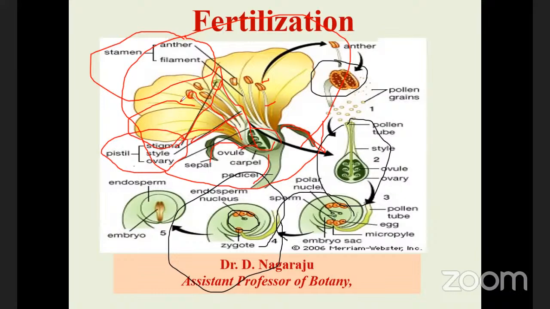Pollen from the anther reaching toward the stigma is called as pollination. That also we have discussed. Pollination means reaching of the pollen toward the stigma. Either any one of the mode, either biotic factors or abiotic factors may be involved in the transformation of pollen toward the stigma. That is nothing but pollination.